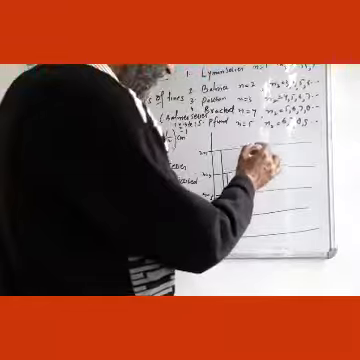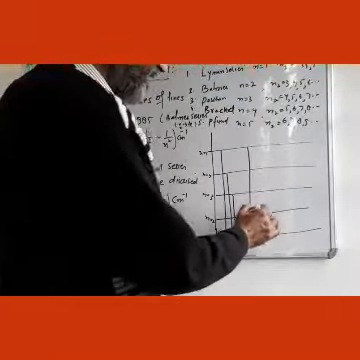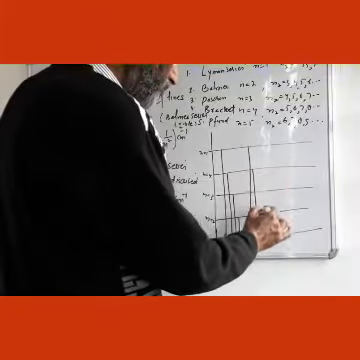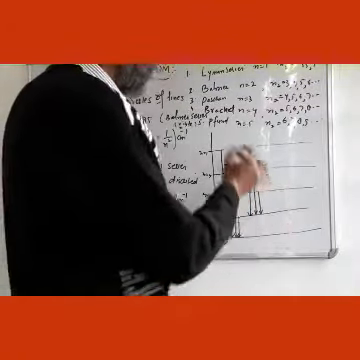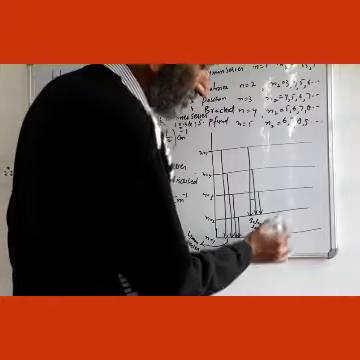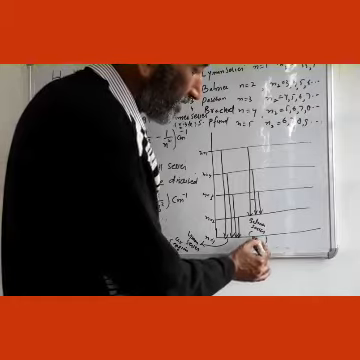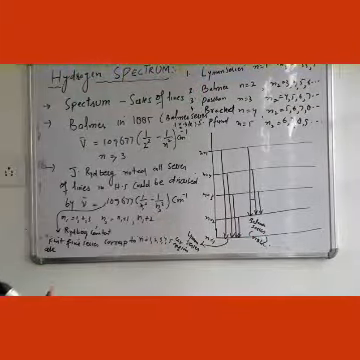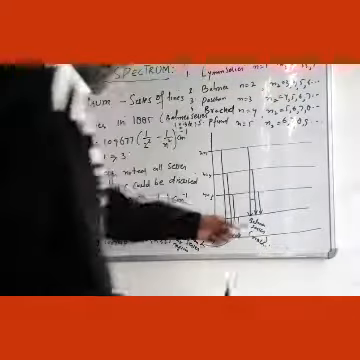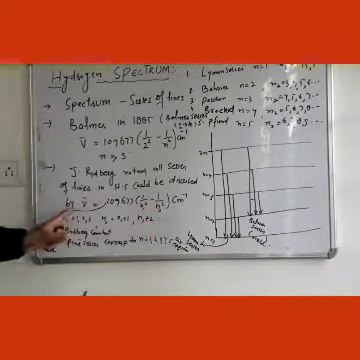Exactly, when the electron jumps from higher levels to level number 2, we get a series called the Balmer series. This Balmer series falls in the visible region. That is, their wavelength and frequency fall in the visible region. We can calculate their wavelength by using this formula.